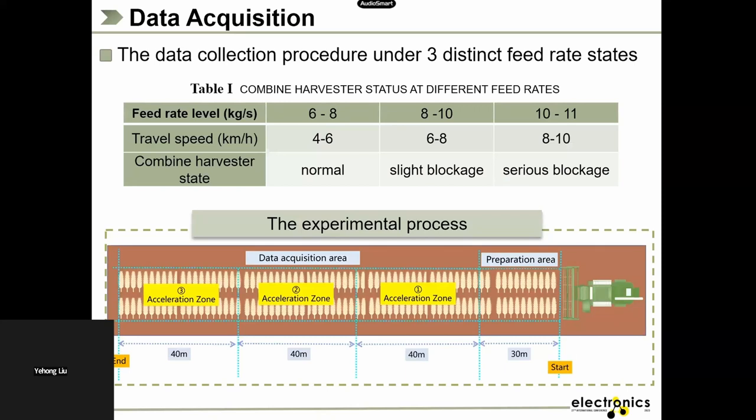Through the pretest, the feedrate was divided into 3 levels, and the state of the combine harvester at the different feedrates is shown in this table. To achieve an increase in feedrate, 3 acceleration runs were established within the data acquisition area. In the first acceleration run, the combine harvester accelerates from 4 kilometers per hour to 6 kilometers per hour, and the feedrate goes from 6 kilograms per second to 8 kilograms per second. Then it accelerates from 6 kilometers per hour to 8 kilometers per hour. And in the last run, the acceleration from 8 kilometers per hour to 10 kilometers per hour is completed.